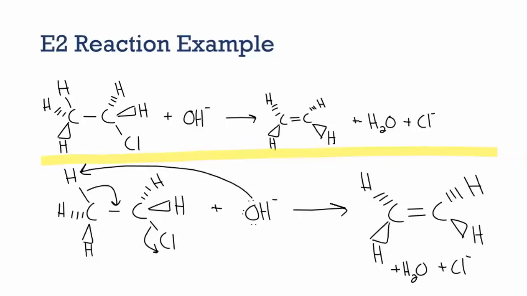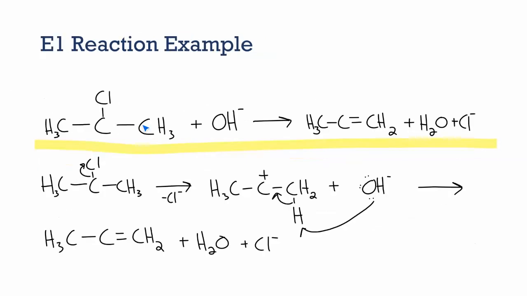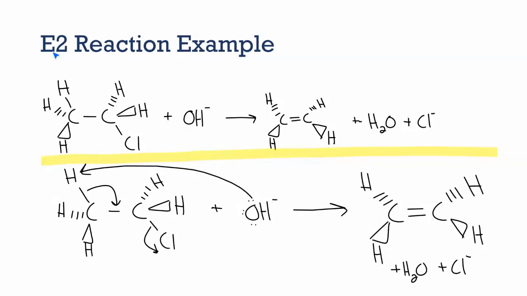So, E2 reaction example. Like I said, they have to be anticoplanar. The only way to tell if they're anticoplanar is if you're given this 3D structure. If you're not given this, if it looks like this, we don't know if they're anticoplanar, right? Because we don't know where things are in 3D space. So you need to have a 3D structure in order to tell.